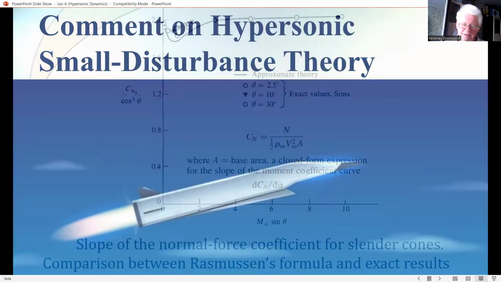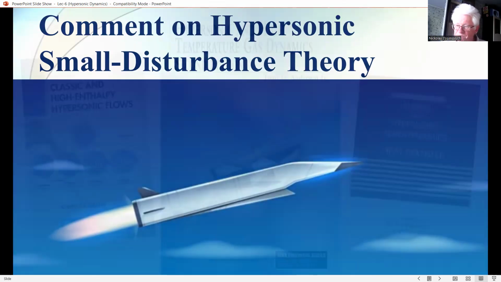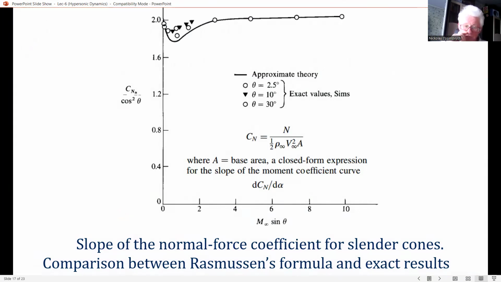And I should say that Doty and Rasmussen extended this work to include angle of attack effects, defining a normal force coefficient C sub n as the normal force over one half rho v squared times the base area, and obtaining a closed form expression for the slope of the moment coefficient curve, dCm over d alpha at alpha equals zero, depending on M infinity and sine theta.